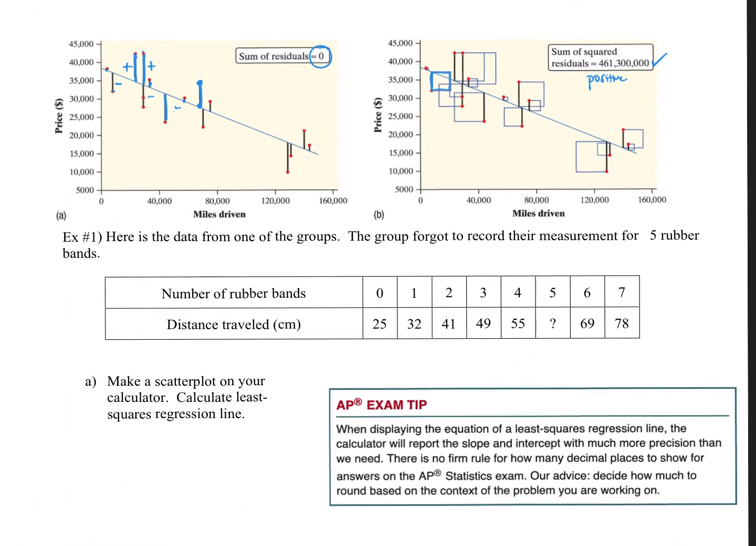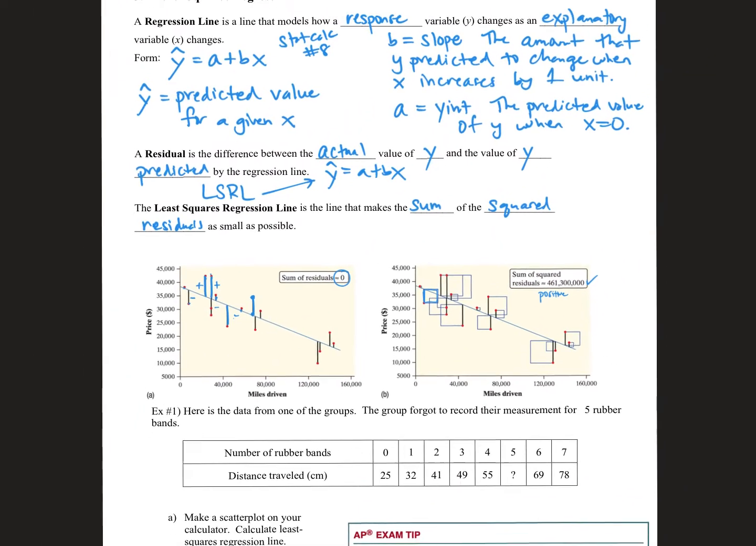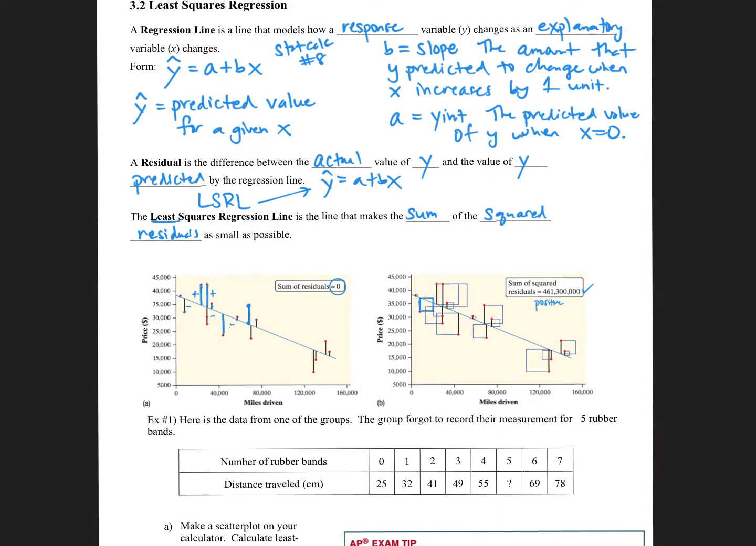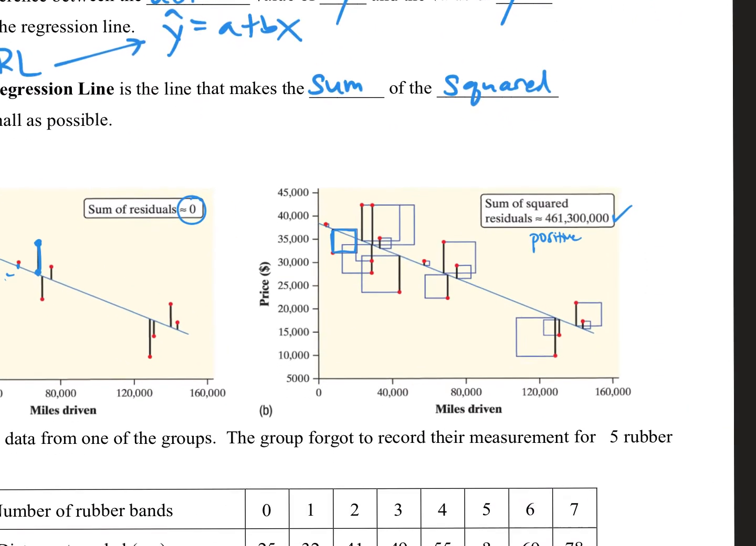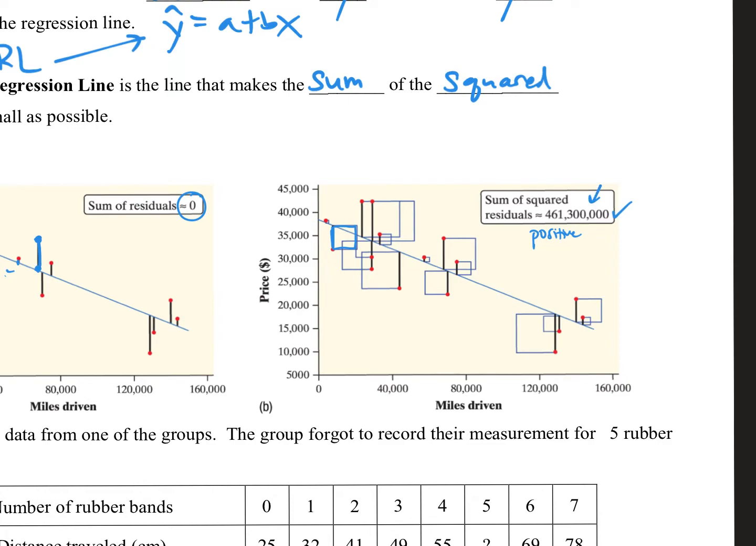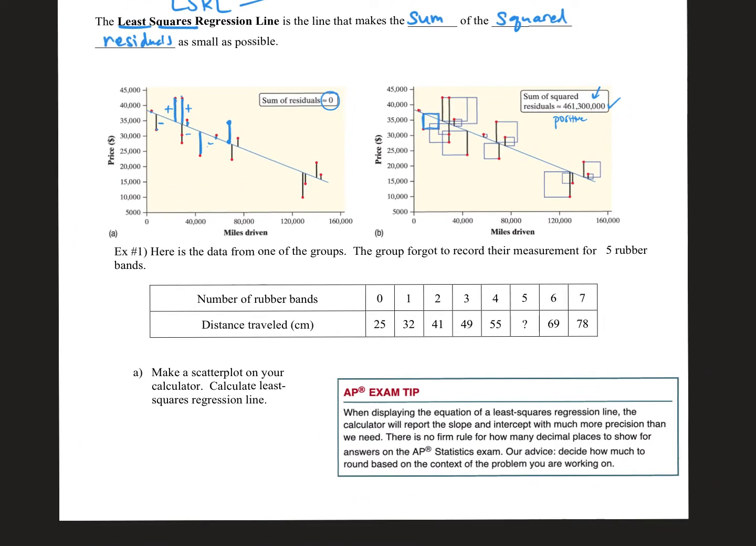And so that's how they find the best line, the line of best fit, the least squares regression line, because it's the least amount that you've added up once you've squared all the residuals.